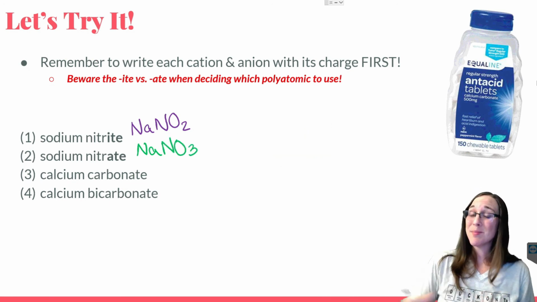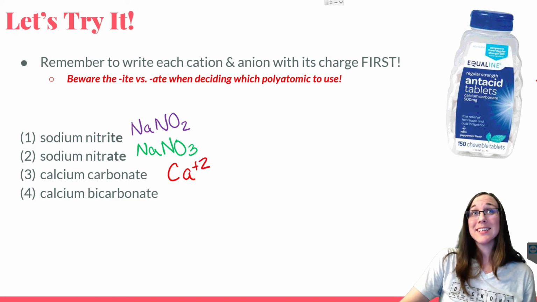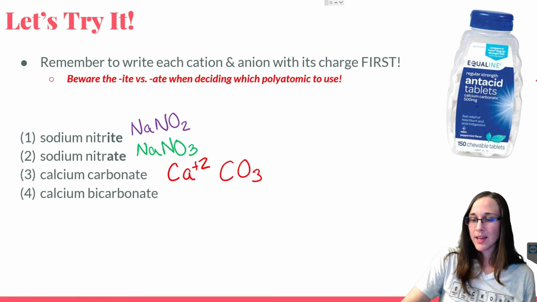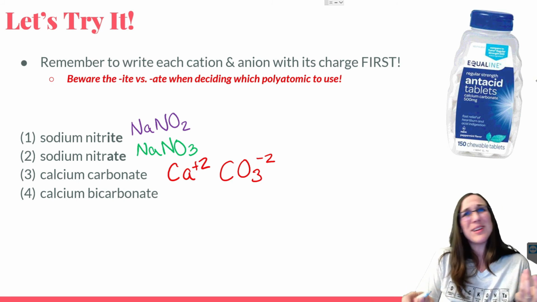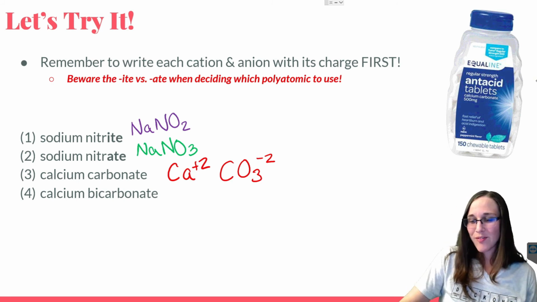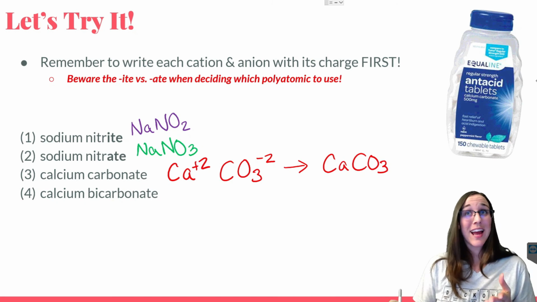All right, for calcium, that's Ca. And calcium has a +2 charge. And there's also carbonate. ATE tells us that it's a polyatomic ion. If we look over at our list, we'll see that carbonate is CO3 -2. Conveniently, 2 - 2 gives us 0, so we don't have to drop and swap here either. Our final answer would just be CaCO3.